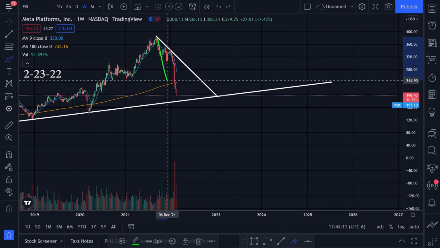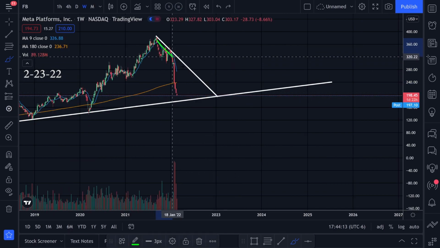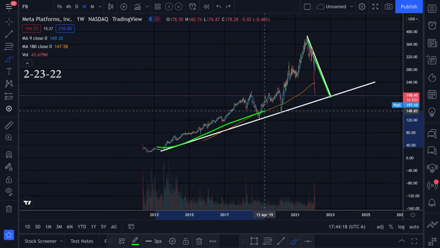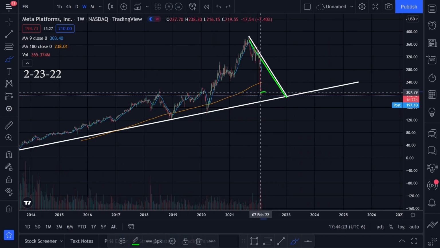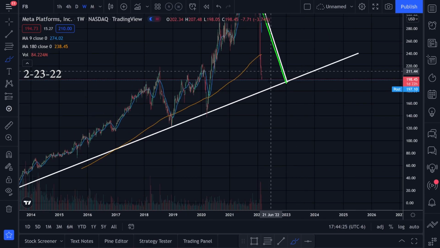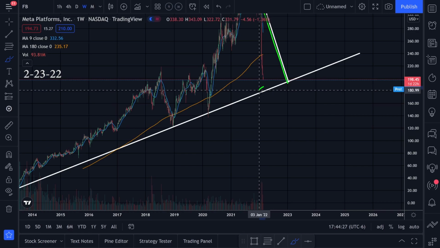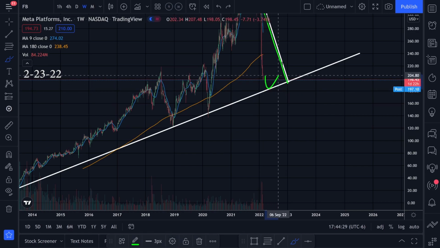So until we break this trend line going to the upside, I'm looking at it as resistance. Until we break this trend line going down, I'm looking at it as support. Right now, it looks like we're getting very close to the trend line, sitting at around 180 approximately. So I'm kind of wondering if we're going to get a bounce at 180.